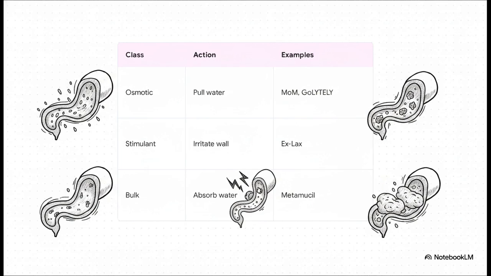First, we have osmotic laxatives, like milk of magnesia or GoLYTELY. Their specific job is to actively pull water into the colon, which increases the stool volume and softens it up. Next, we've got stimulant or contact laxatives, like X-Lax. These don't just use water. They actively irritate the intestinal wall to forcefully trigger that peristalsis wave, usually getting things moving in about 6 to 12 hours. And finally, bulk-forming laxatives, like Metamucil. These absorb water directly into the intestine, plumping up or increasing the stool bulk, which in turn stimulates peristalsis.